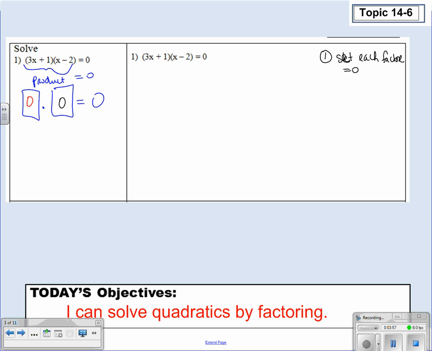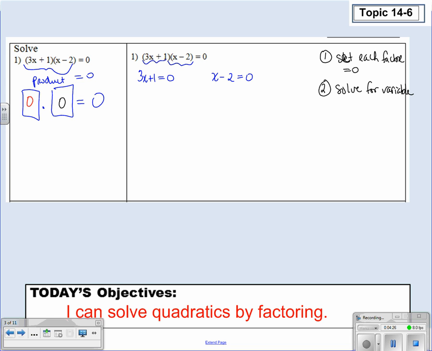I'm setting each factor equal to 0, meaning I'm taking what's inside the parentheses, that's my factor. It's 3x plus 1, and it has to be 0, or the x minus 2 must be equal to 0, in order for us to multiply these two things together and get a 0. Now we're going to solve for our variable. So let's recall how to solve for a variable.